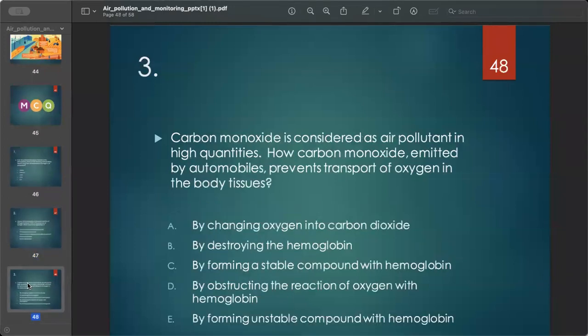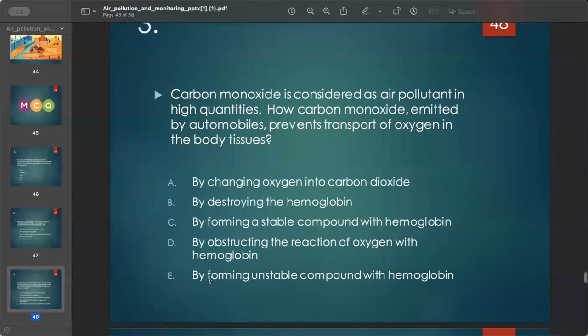Question number three: carbon monoxide is considered an air pollutant in high quantities. How does carbon monoxide emitted by automobiles prevent transport of oxygen in the body tissue? Option A, changing oxygen into carbon dioxide. Option B, C. C is the right answer.